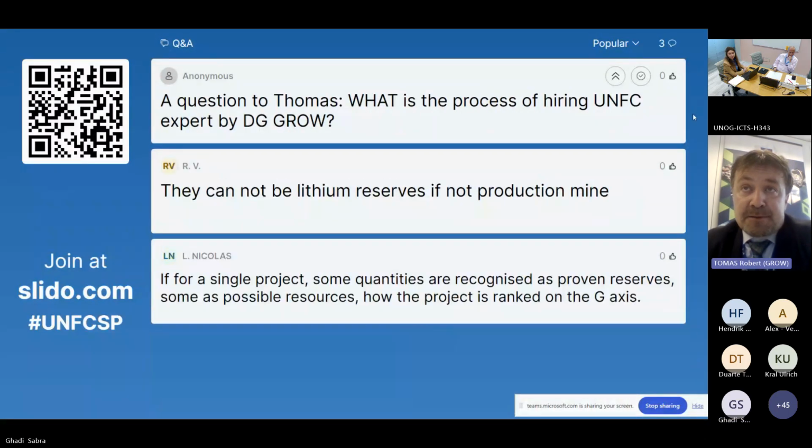What is the process of hiring UNFC experts by DG GROW? I think that applies to all experts. We are following strict, transparent rules. We have published a call for experts on our website, so that experts can put themselves forward, fill in the application, and apply.